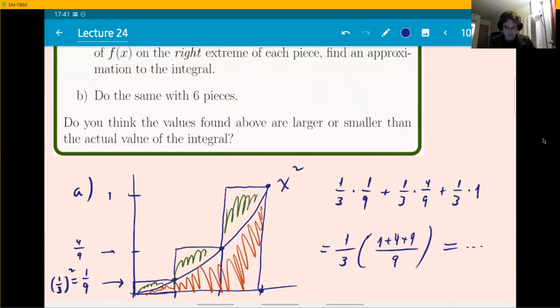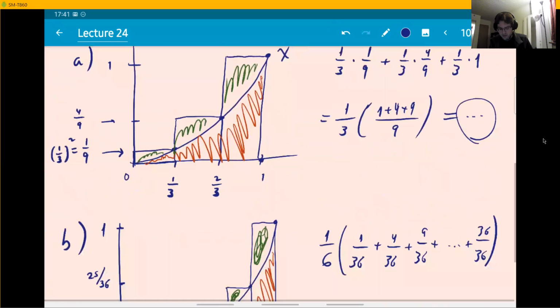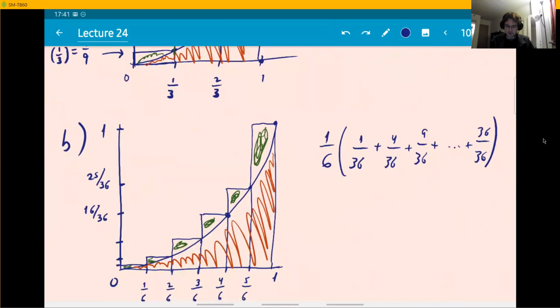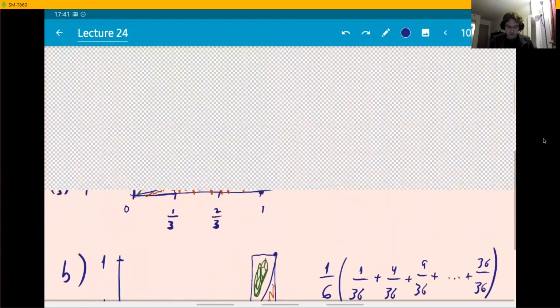Do you think the values found above are larger or smaller than the actual value of the integral? They're actually larger. The two values that we found, this one and now this one, are larger because they include the green areas. This is what the procedure is for approximating an integral. At least it's an approximation, right? This is never going to give you the exact value because you're always going to have some extra piece like that. So this was this problem.